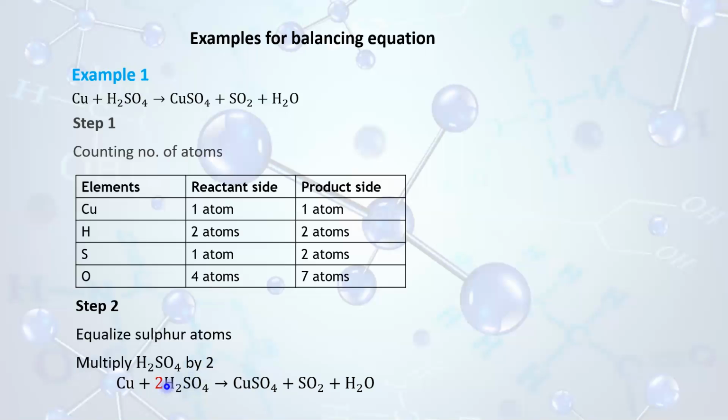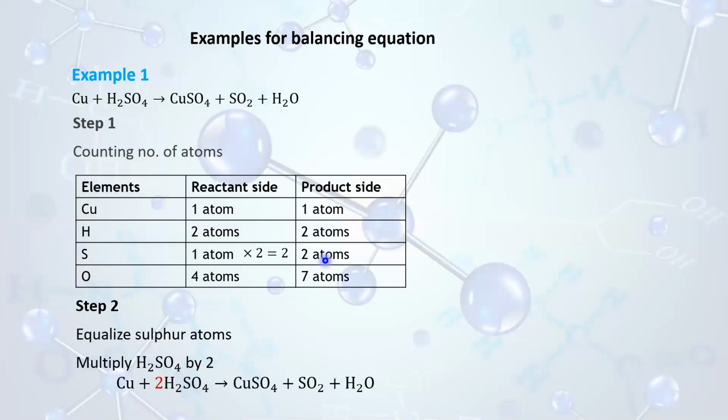But the problem is that when we multiply 2 here, the rest of the elements other than sulfur, like hydrogen and oxygen here, their numbers also change. So we have to change that in the column. So sulfur now changed by 2, that is multiplying by 2. The total number of sulfur atoms on reactant side is now 2. And on product side, there is no change.